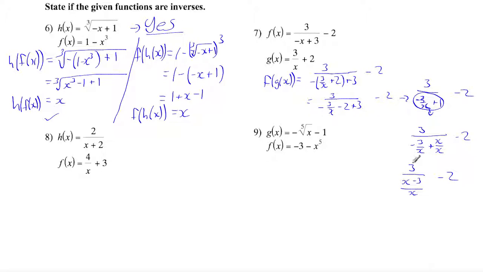Now this looks ugly, this looks scary, but actually this is very nice and very helpful. So when I divide, remember a fraction is nothing more than division, I can multiply by the reciprocal. So this is going to be 3 over 1 times the reciprocal of x minus 3 over x. It's going to be x over x minus 3 minus 2. So this reduces to 3x over x minus 3 minus 2. Is this going to reduce to x?